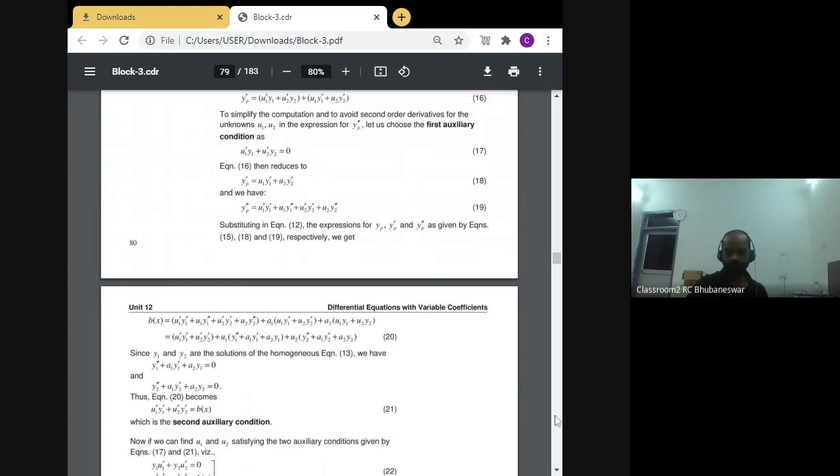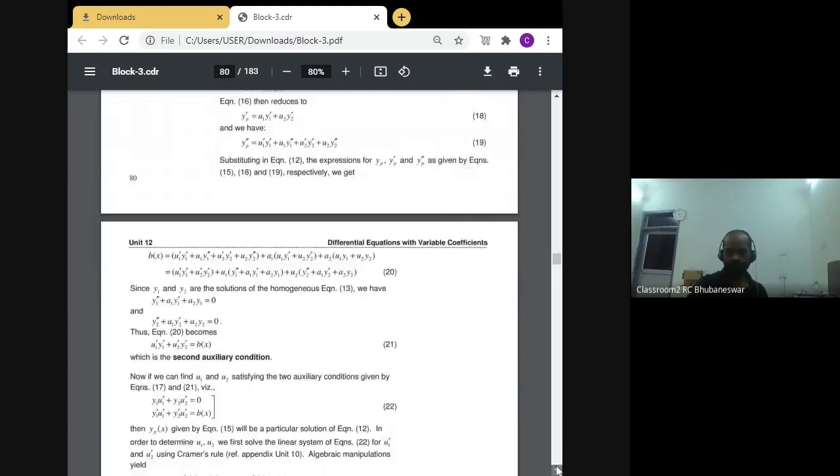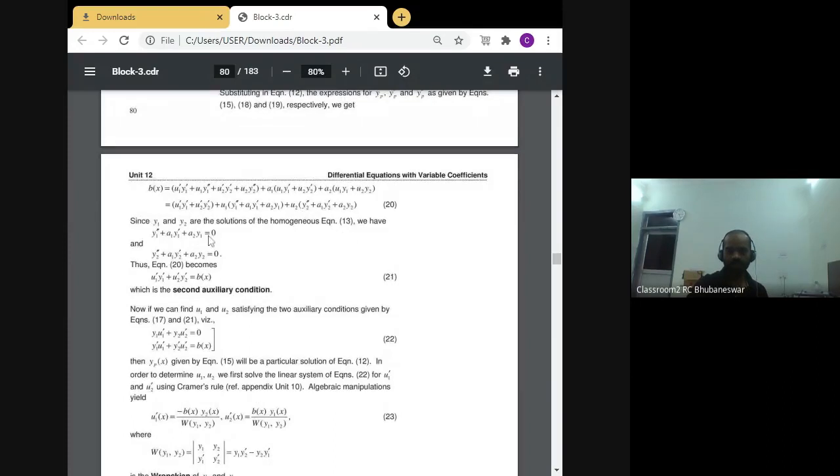Now, as we know, in this expression y1 is a solution of the differential equation, and also y2 is a solution of the differential equation, so they will satisfy the differential equation. Now we are substituting these two values in equation number 20. After substituting, we have one more condition here. The equation becomes u1 dash y1 dash plus u2 dash y2 dash equals bx, and that is obtained from equation number 20 after substituting these two particular conditions.